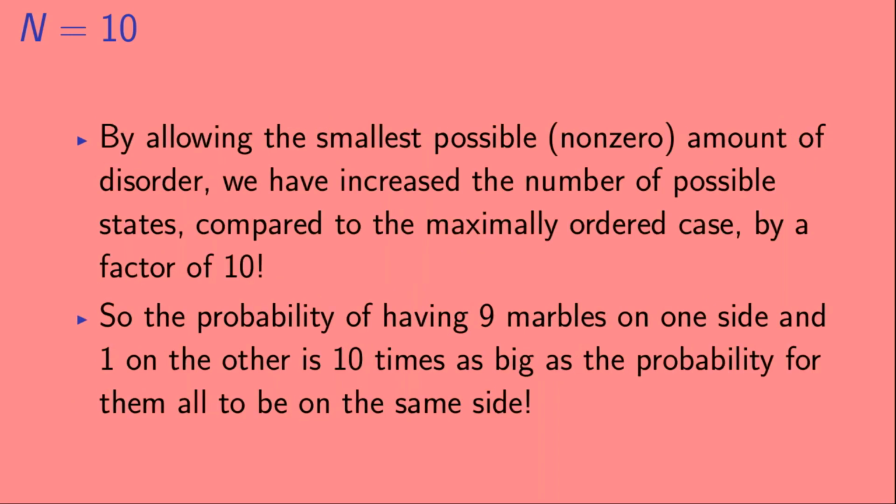By allowing the smallest possible non-zero amount of disorder, we have increased the number of possible states, compared to the maximally ordered case, by a factor of 10. So the probability of having 9 marbles on one side and 1 on the other is 10 times as big as the probability for them all to be on the same side.